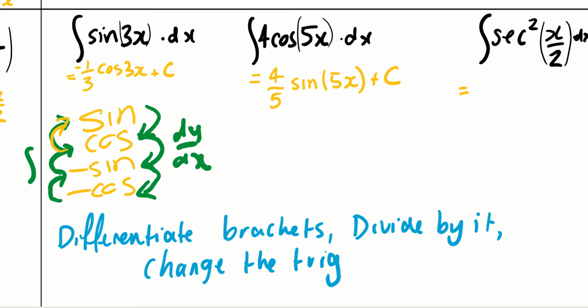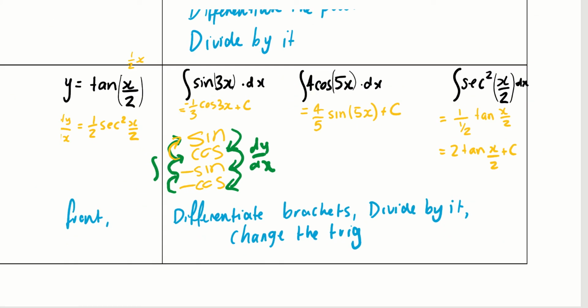This one here, a bit interesting this time. Again, derivative of the brackets is a half. I divide by it out the front. Change my trig. And I'm going to clean that up. Once again, earlier on I said if you're dividing by a fraction, you flip and times, which will be just 1 timesing by 2 over 1, which will just give me 2. And there we have it.